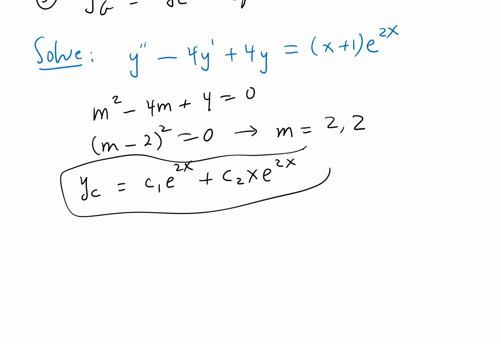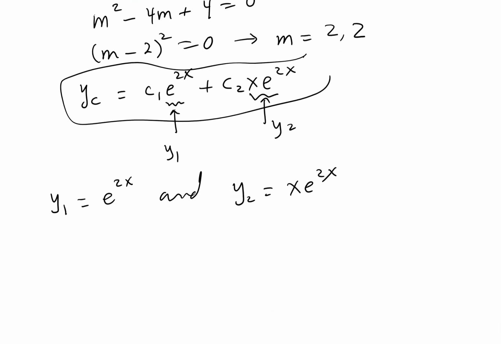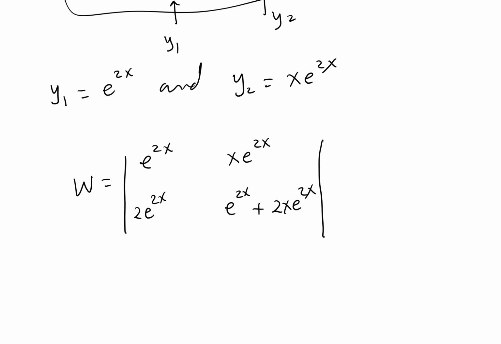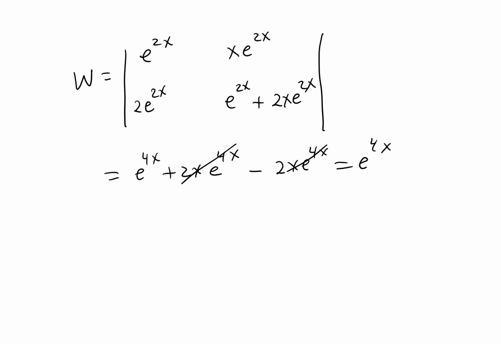Now from here, this is y1 and this is y2. So y1 is e to the 2x and y2 is x e to the 2x. We can find w. W is the determinant of y1, y2, and we're going to find the derivatives, which is 2e to the 2x for y1. Derivative of y2 by the product rule is (2x plus 1) e to the 2x. Multiply this out, cross multiply: e to the 4x plus 2x e to the 4x minus 2x e to the 4x. These cancel out, so you get e to the 4x. That's w.